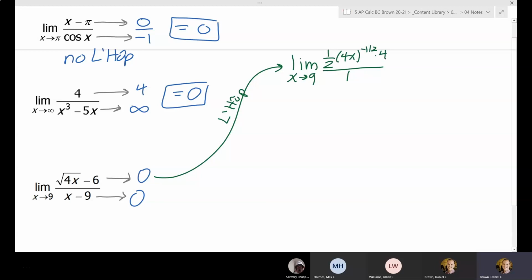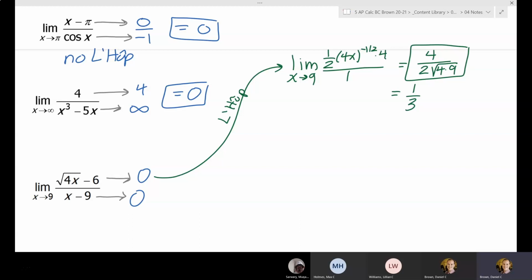That 6 goes to 0. And then I can go ahead and do direct sub. So I have the 1/2 times 4 over the square root of 4 times 9. You can leave your answer like that. Or simplifying that, that's going to become 2 over square root of 36, 2 over 6, 1/3 would also work. That's the new way to do it.